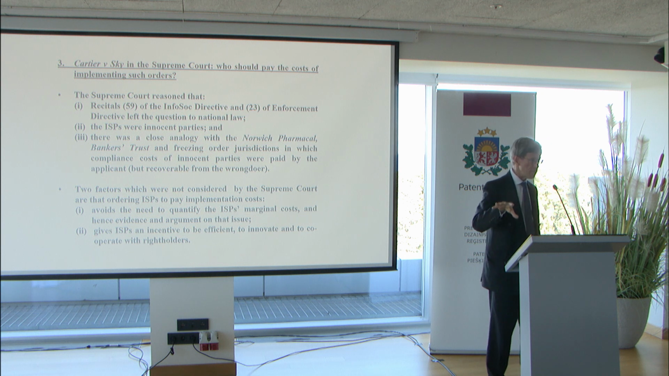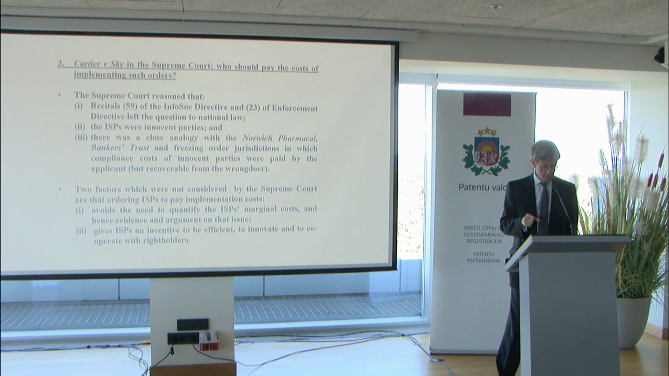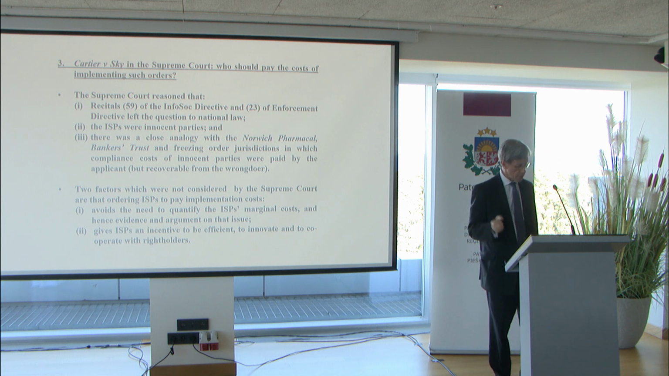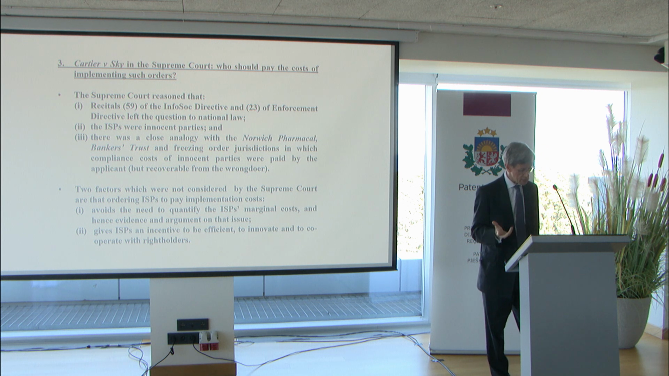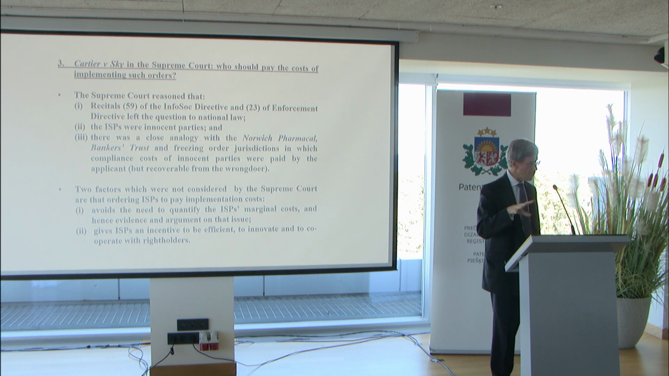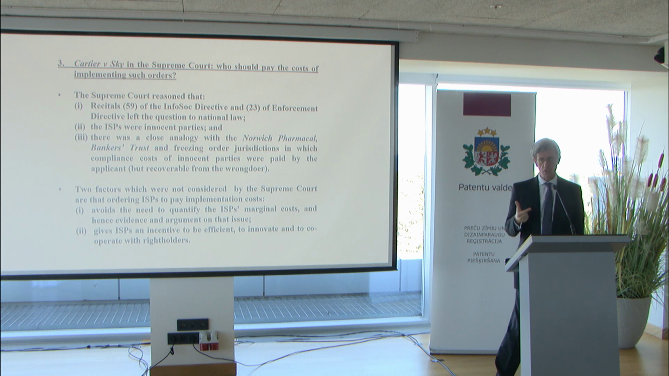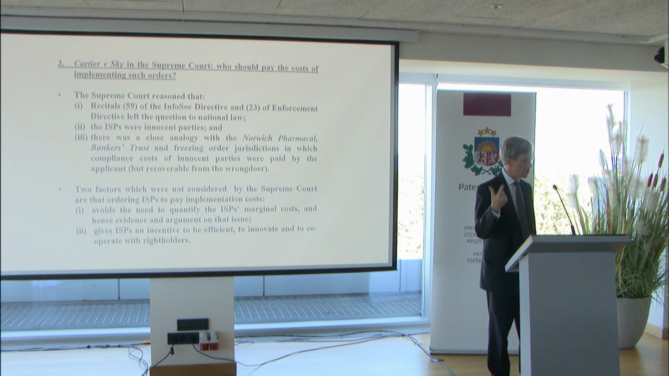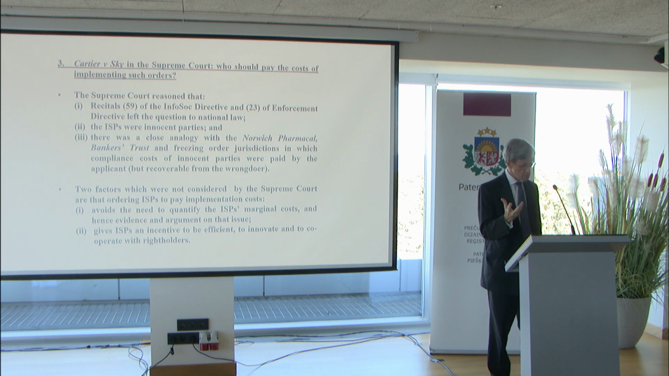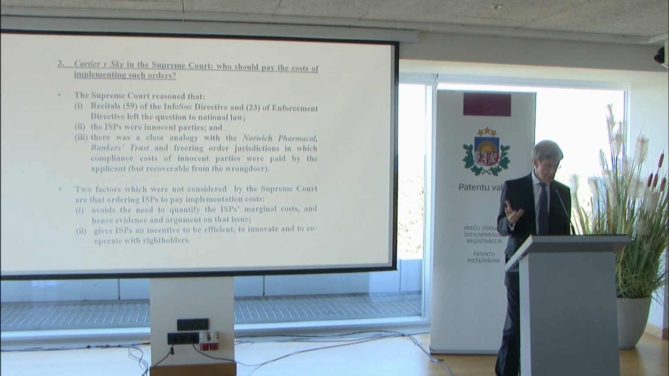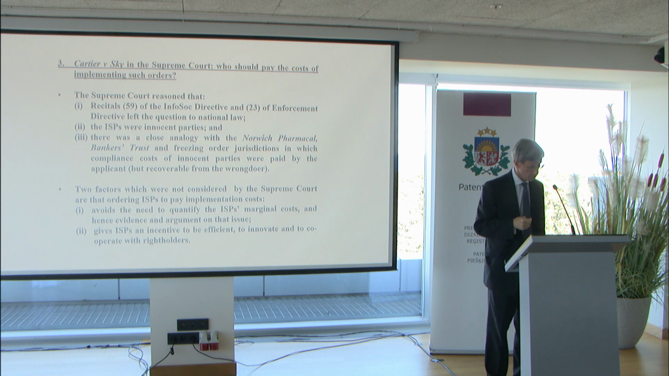such as provision of information, that's what we call Norwich Pharmacal, information from banks, we call that Bankers Trust, freezing orders. These are all situations where we order compliance costs of innocent parties to be paid by the applicant, although in those scenarios, those costs are always recoverable from the wrongdoer. And one of the problems with intermediary liability with IP infringement is that the right owners can never recover the costs from the wrongdoer.